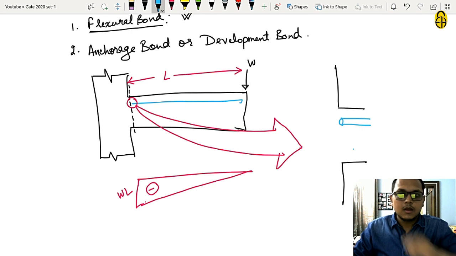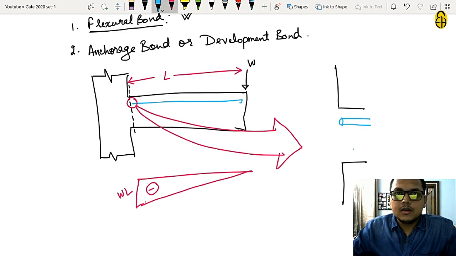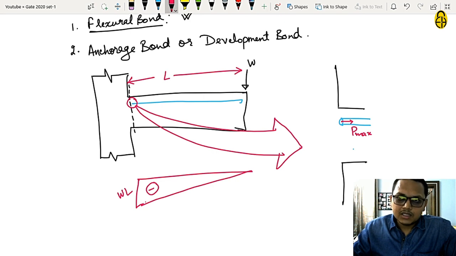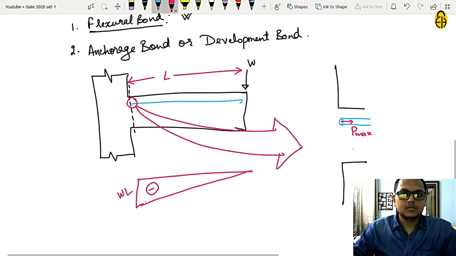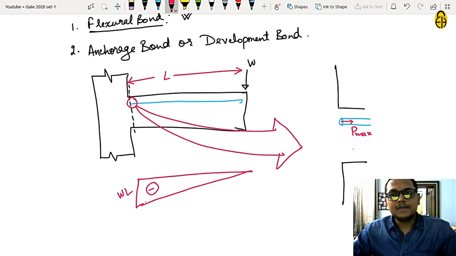at this point, we are getting maximum stress, Pmax. Beyond this point, there is no bar to take the tensile force. Hence, the tensile force will be taken by concrete at this section, due to which we will get cracks in concrete, and hence our cantilever beam will fail.